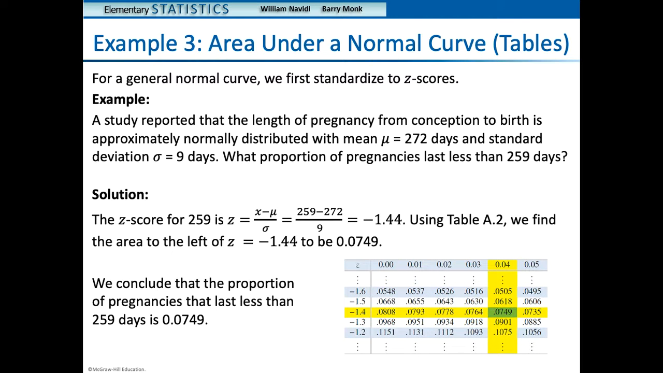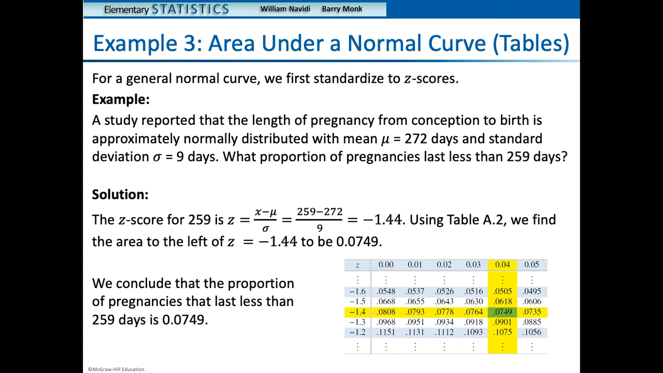Okay, let's look at an example. In this example, it utilizes a normally distributed population, but it's not a standard normal distribution. So in this example, we will have to go through the standardization process before we can use the table to find our areas. So here's our example.